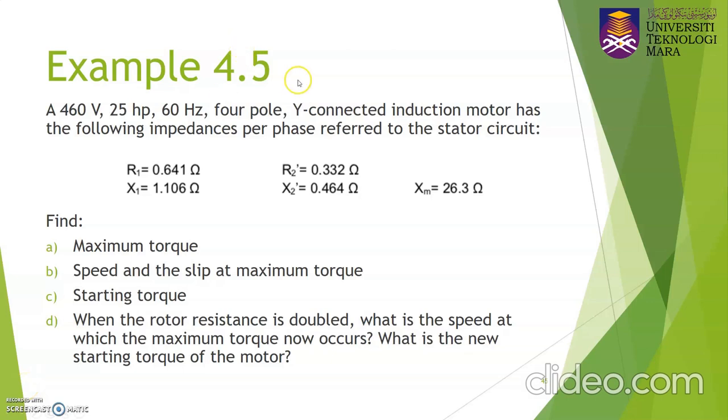So for example 4.5, the question is: you have a 460 volt, 25 horsepower, 60 hertz, 4 pole, Y connected induction motor with the following impedance per phase referred to the stator circuit. Basically all the values are the same as example 4.4 in the previous slide. Based on the question, you need to find the maximum torque, the speed, and the slip when the maximum torque happens. Then you need to calculate the starting torque. Finally, when the rotor resistance is doubled, meaning the R2 is doubled, what is the speed at which the maximum torque now occurs? And what is the new starting torque of the motor? We will see in detail how to solve this.